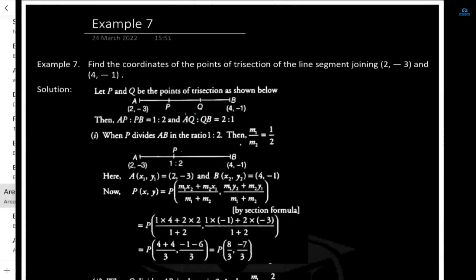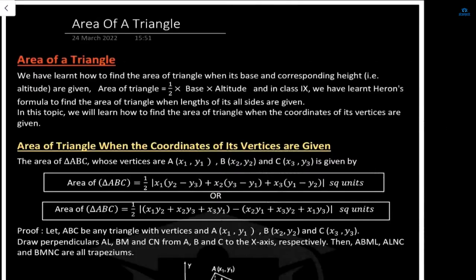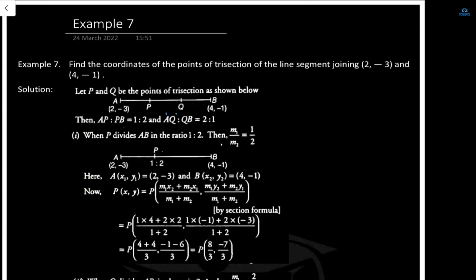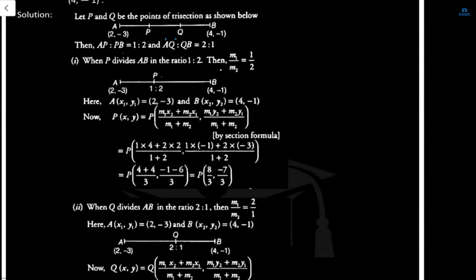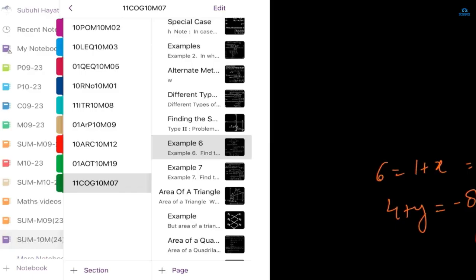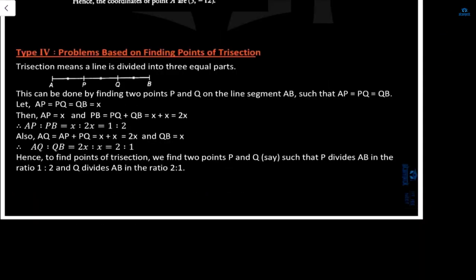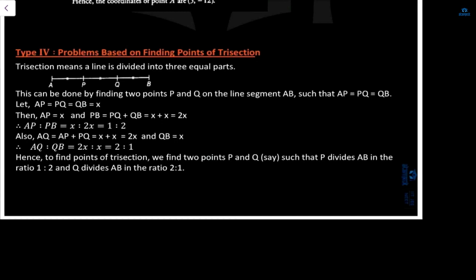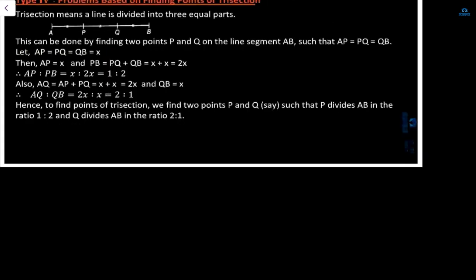After that, area of triangle is here. Area of triangle is not in your course, so this is your last section question. Now, the fourth will be problems based on finding points of trisection. Trisection means 3 sections will be there. In fact, AB is there, and at 2 points, 3 sections are there: section 1, section 2, and section 3.